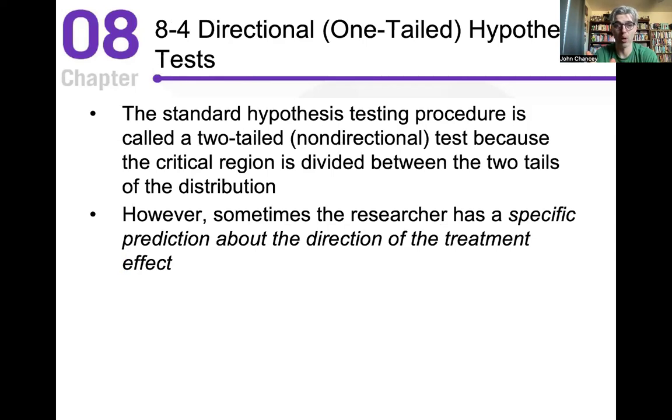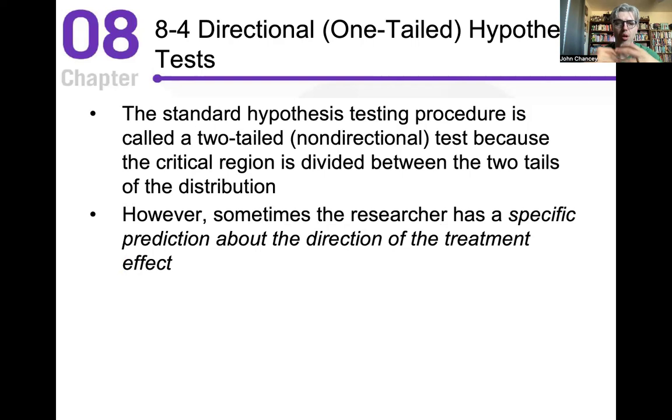Okay, so far we were looking at two-tailed hypotheses. Now we're going to take a look at one-tailed. Typically, the standard procedure for hypothesis testing is a two-tailed test. We're looking at both tails, non-directional in terms of our hypothesis. We're just saying there's no difference or there is a difference.